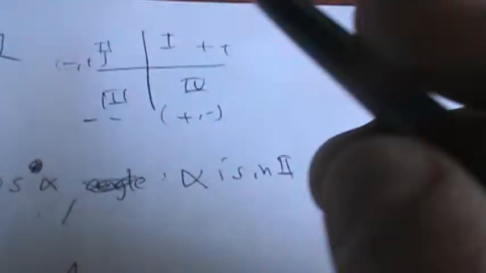Now had it been sine, going back, it would have been positive. So then this would have been a positive 4/5.